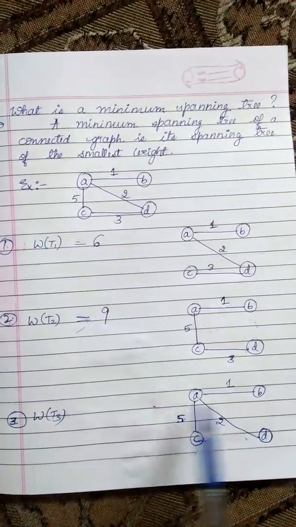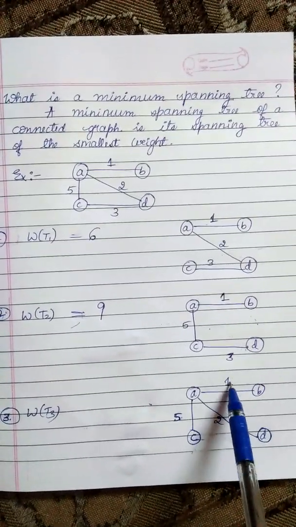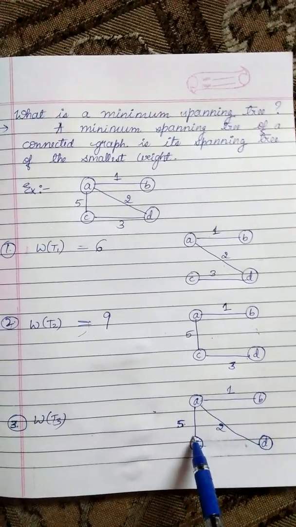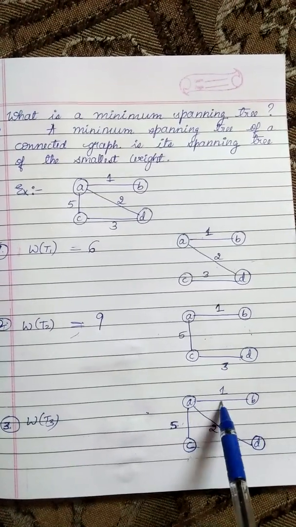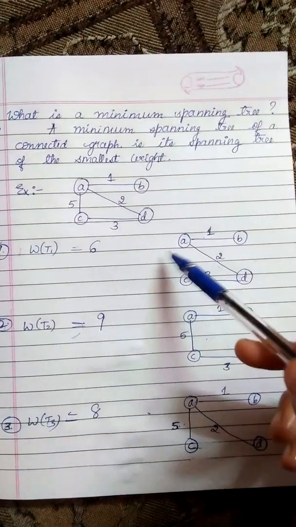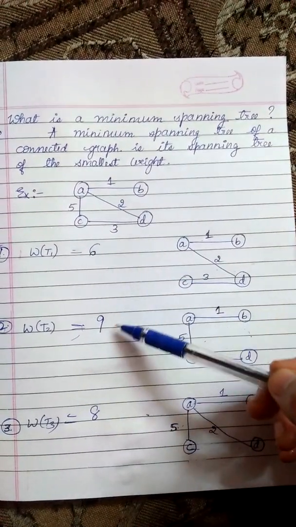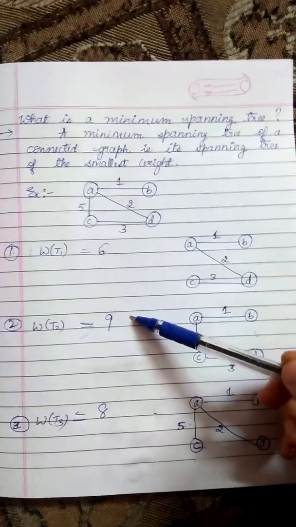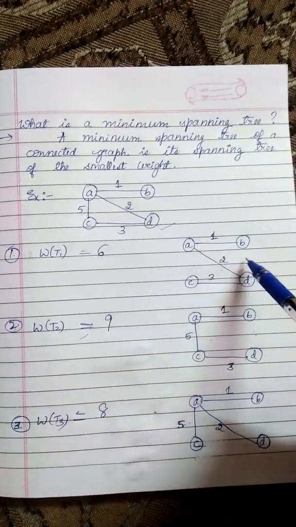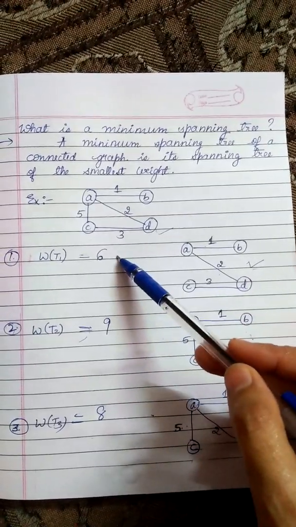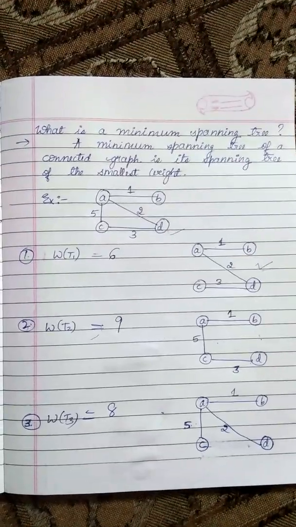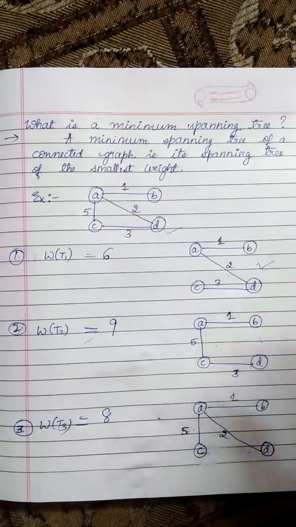Now the third spanning tree is formed by the edges A to B, A to D and A to C. What is the cost? 5 plus 1, 6, 7, 8. So the weight is 8. If you consider all the 3, which is the minimum? The minimum spanning tree of this particular graph is the one with the minimum cost. This is called a minimum spanning tree. This is the basic of the minimum cost spanning tree.